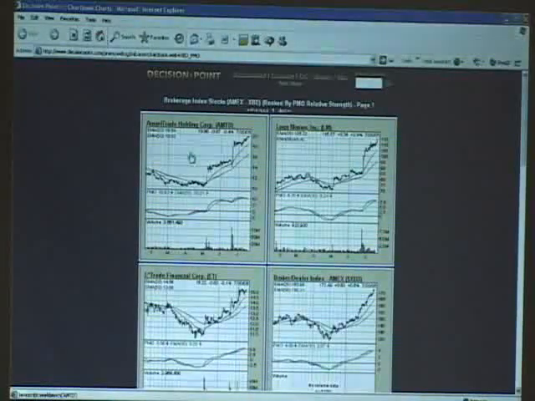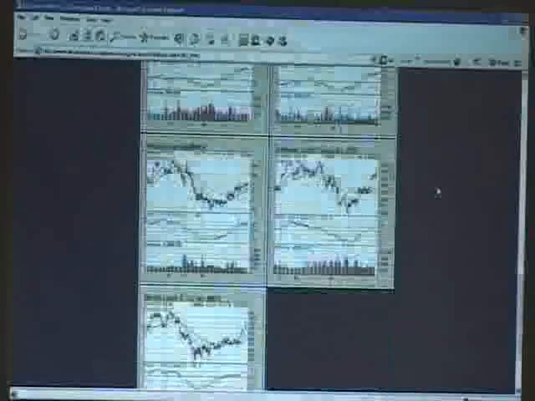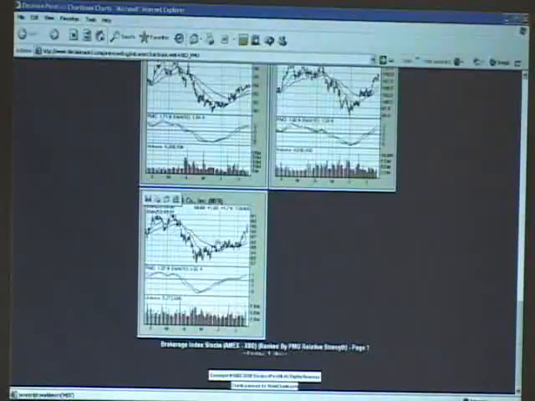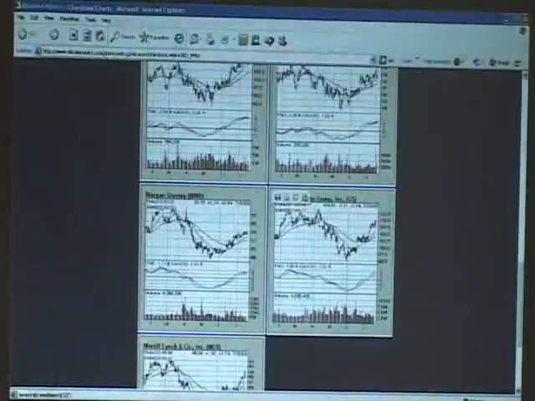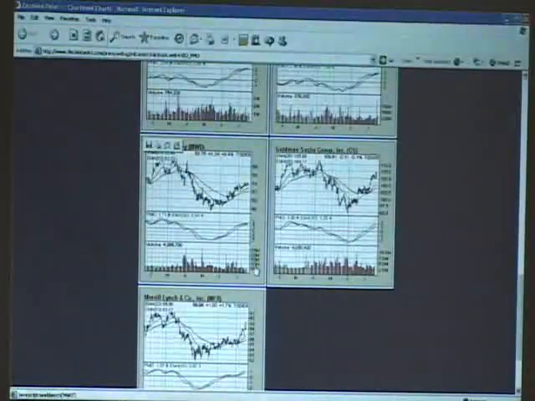So Ameritrade Holdings has the strongest relative strength of any of the brokers, then Legg Mason, then E-Trade. Conversely, if you're looking for a short, let's go find the turds and short them. Here's Merrill Lynch, here's Goldman Sachs, here's Morgan Stanley. So they're the three worst performing brokers in the brokerage index.